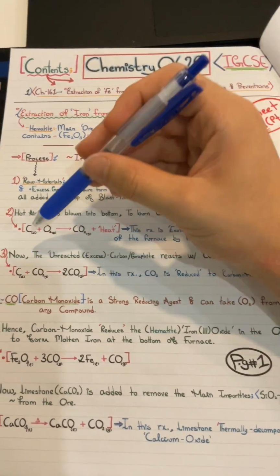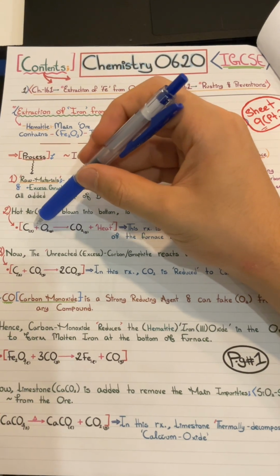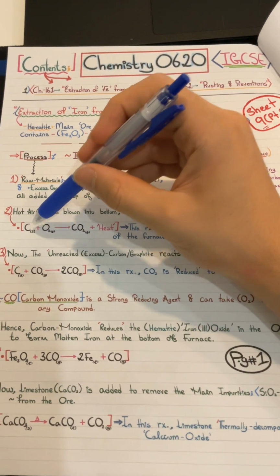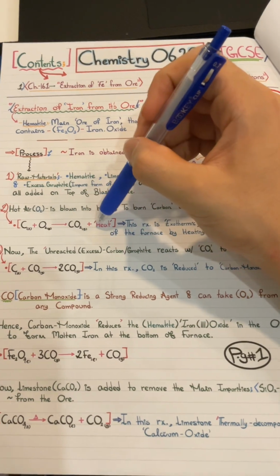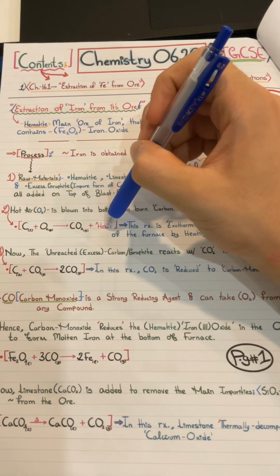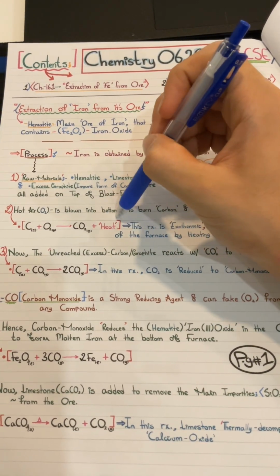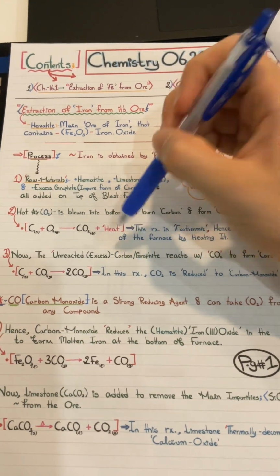After this, again, the equation: the excess carbon we added in the beginning will react with the blown in oxygen, forming carbon dioxide, releasing heat to the blast furnace, increasing the temperature as an exothermic thermal chemical reaction.